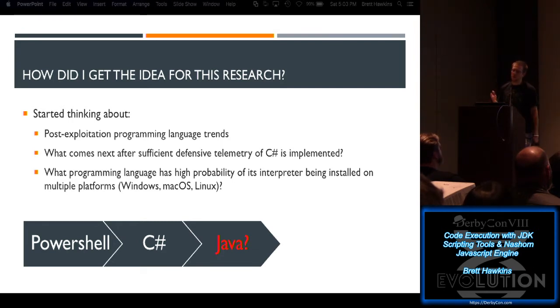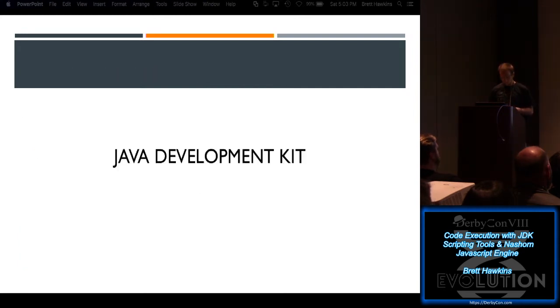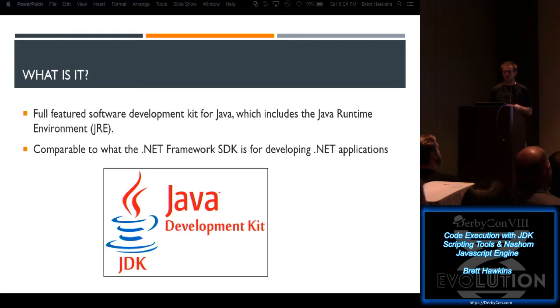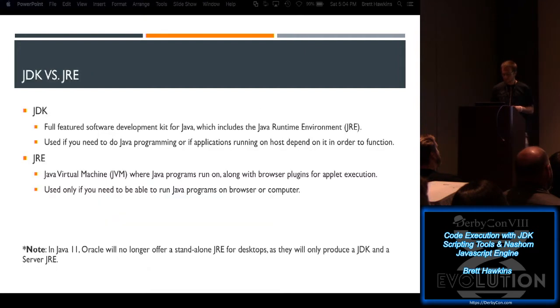And that's kind of how I started going down the road of looking at the different components installed with Java. So Java Development Kit, what is it? Again, just a high-level overview. It's a full-featured software dev kit. It includes a Java runtime environment in it. If I had to compare it with something with the .NET framework, it'd be like the .NET Framework SDK for developing .NET apps.